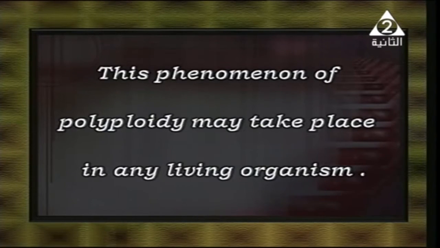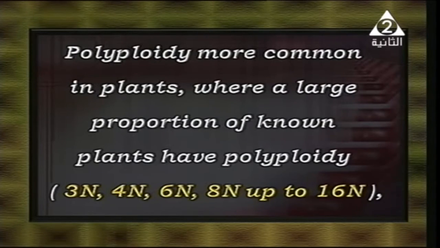This phenomenon of polyploidy may take place in any living organism, okay? And most commonly it happens in plants, where a large proportion of known plants have polyploidy. They are not haploid and diploid, no, but they are tetraploid, hexaploid, okay, and also maybe octaploid, and in some rare cases they are sexaploid. Okay, this phenomenon is called polyploidy. It is much more common in plants, and we consider it very rare in animals.